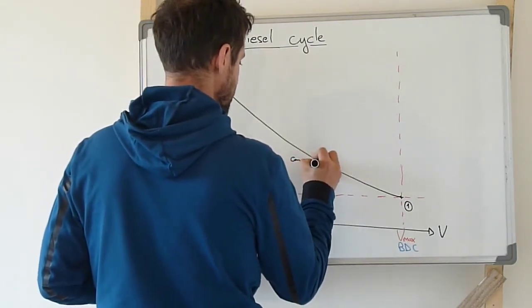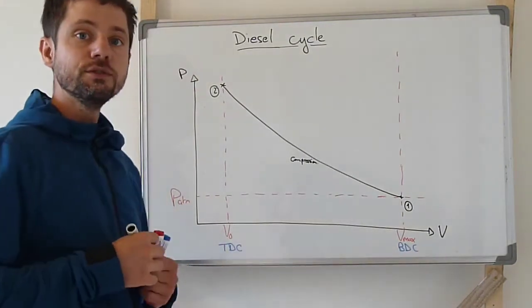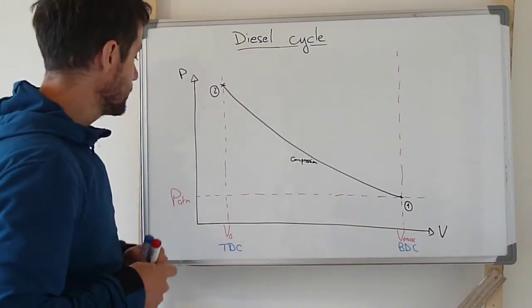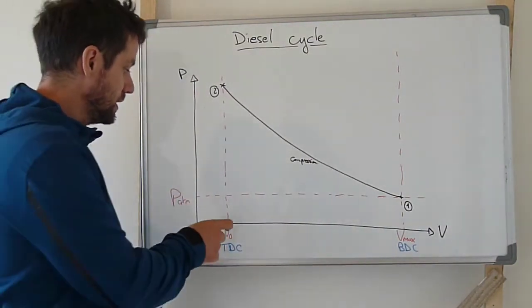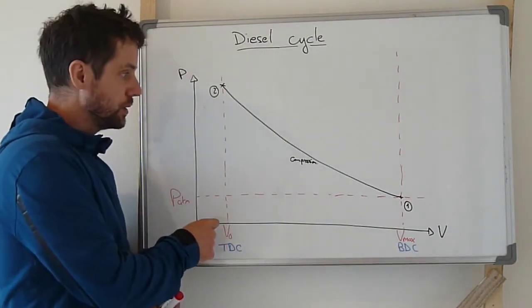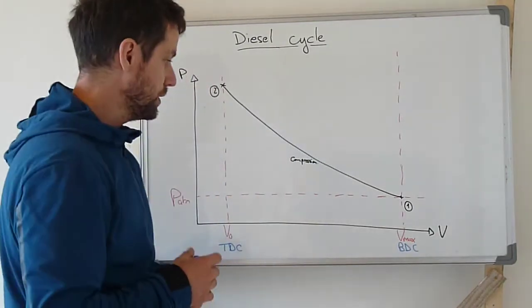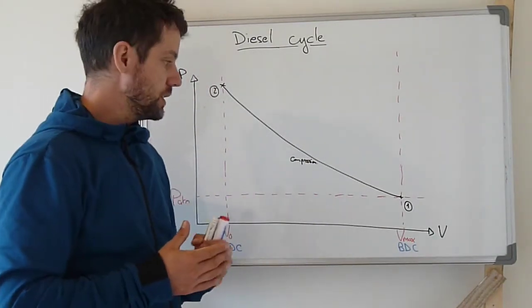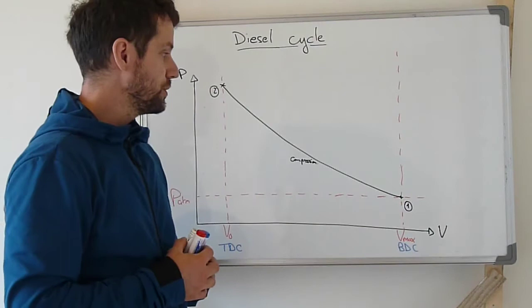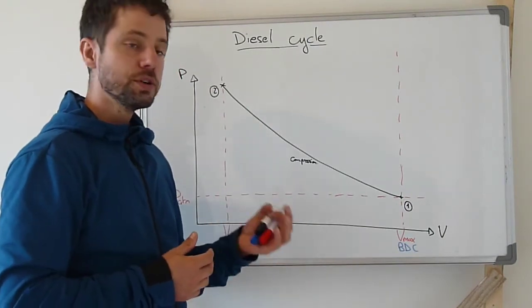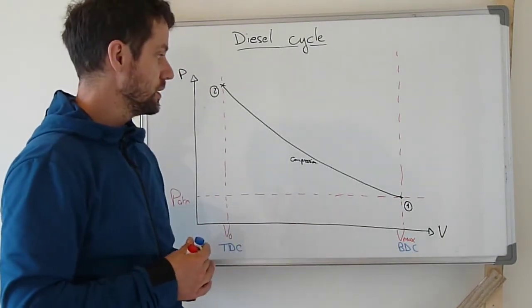So it's very similar. The only difference with the Otto cycle is that here V0 will be lower compared to Vmax because we have a higher volumetric compression ratio for the compression ignition engines.